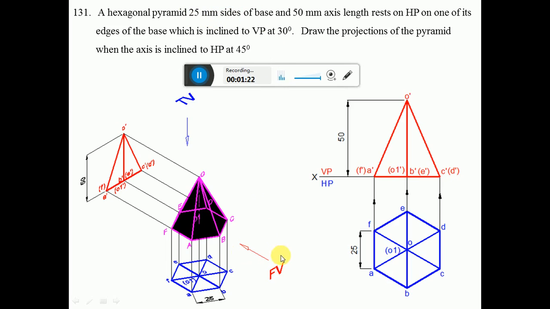When you look from the front view, you can see the height of the pyramid, which is 50 mm. So you can see that height of 50 mm here, which is the one that has been written in the front view.